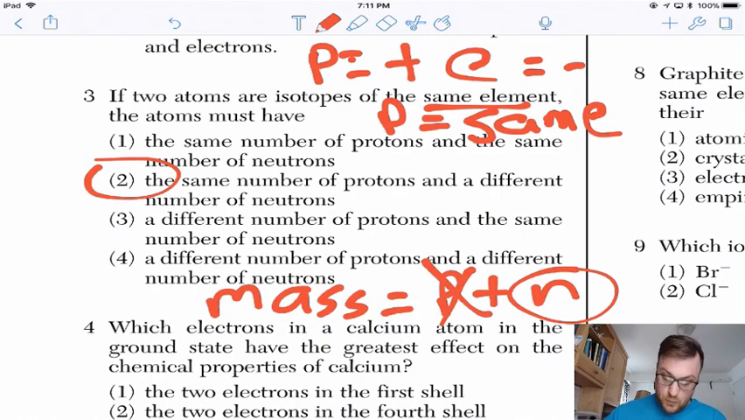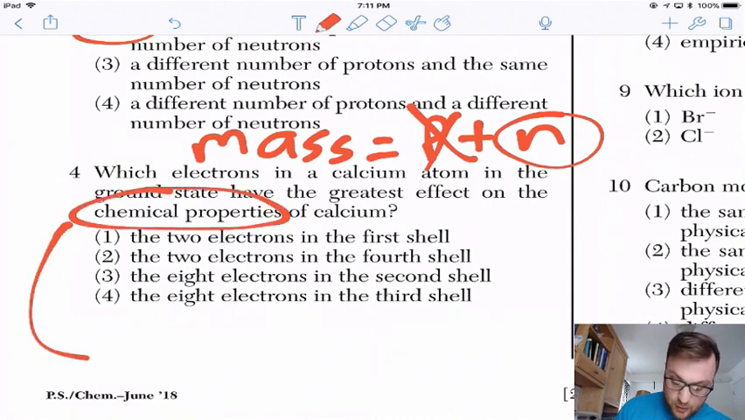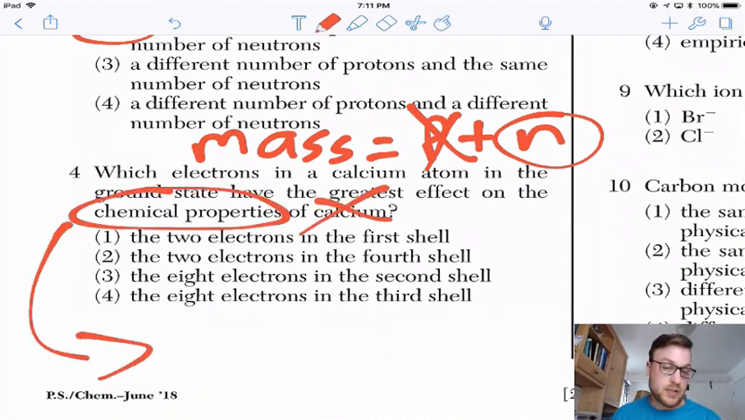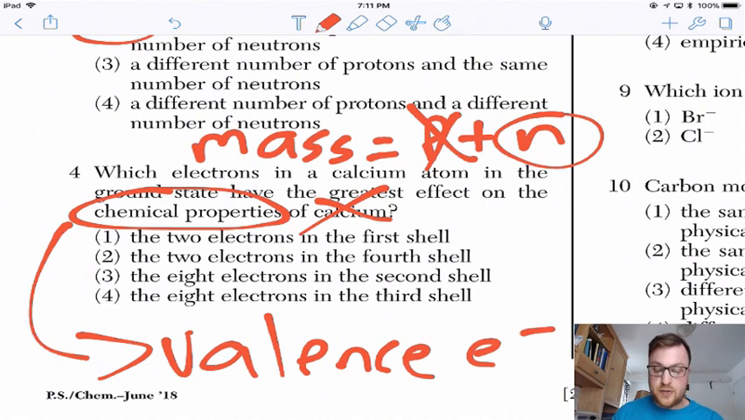All right, moving forward. Question 4. Which electrons in a calcium atom in the ground state have the greatest effect on the chemical properties of calcium? So chemical properties of any element, doesn't matter the fact that it's calcium, for any element is all about the valence electrons. And the valence electrons are the electrons in the last shell of any atom.